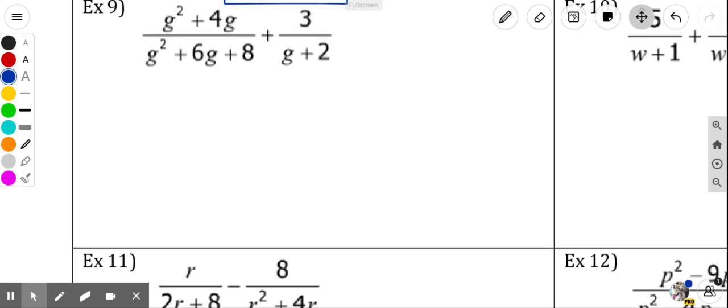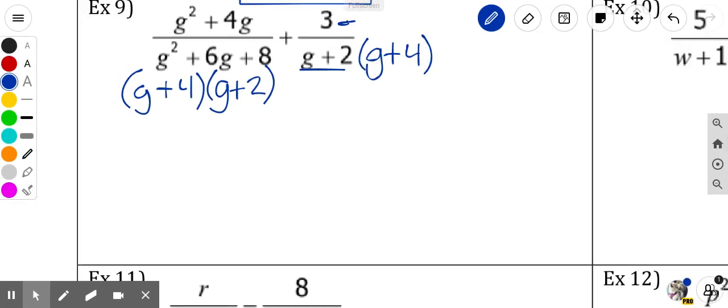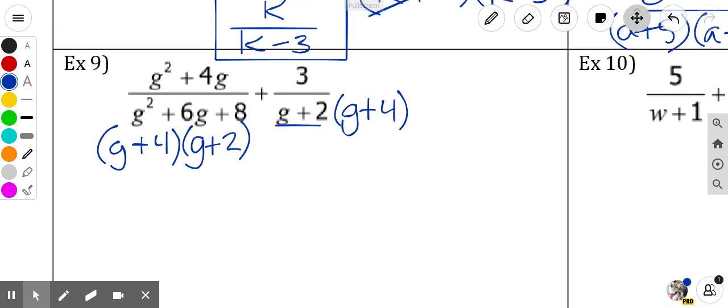So I right now am only going to factor this. We want numbers that multiply to 8 and add to 6, which is 4 and 2. So this is going to turn into g plus 4 and g plus 2. So then compare that with just a g plus 2. So you have to ask yourself, well, what do we need? We need a g plus 4 because there's a g plus 4 on the other side. So we're going to multiply top and bottom by g plus 4. Sorry, it's going to take some getting used to. Okay, so g plus 4 on the top and the bottom.